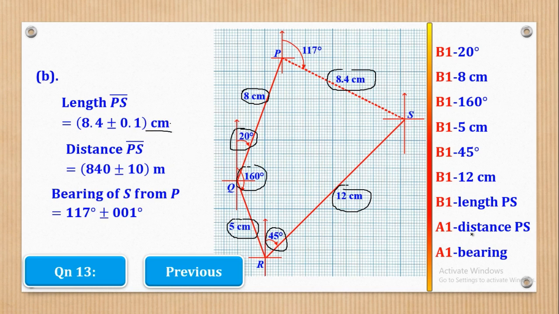And now the distance PS converting to meters, that is also a mark, and that should be our A1 because that's what they wanted. Then they also wanted the bearing, so for you to measure this bearing and setting it, you get your A1. So basically that is 1, 2, 3, 4, 5, 6, 7, 8, 9. So when you add this 9 to the previous 3 marks, that makes the 12 marks which were required in this question.